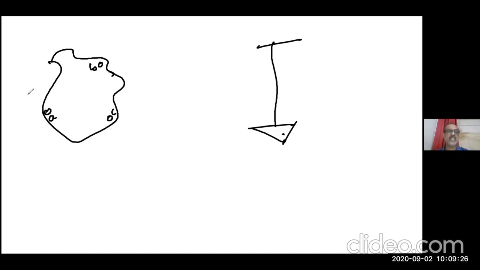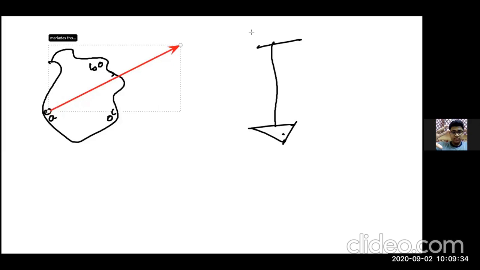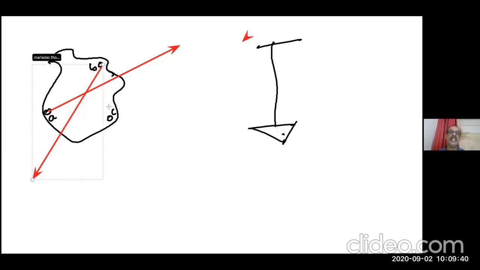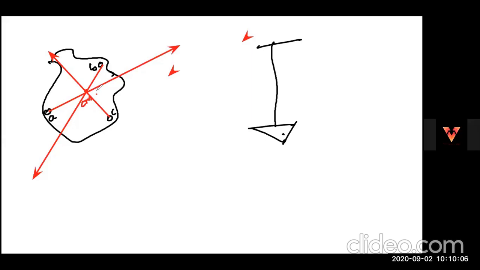That means first suspend it at A, then you will get a line like this. Then take B and suspend, repeat the experiment, and you will get a line like this. Then suspend C, and you will get a line like this. Then this point will be the center of mass. This is the way the center of mass of an irregular shaped body can be found. Is it clear? Yes, sir. Draw the diagram.